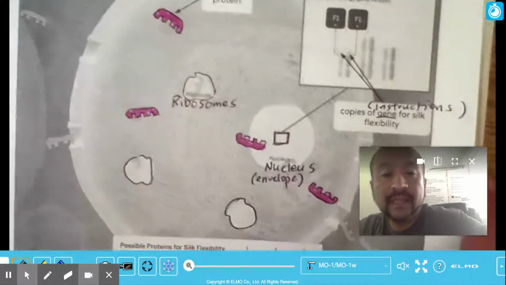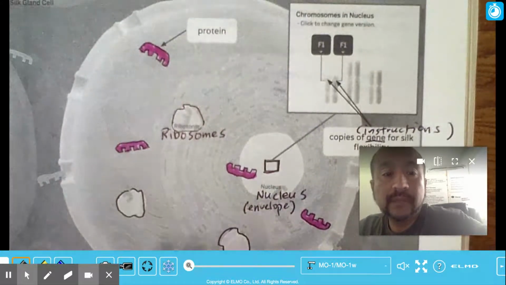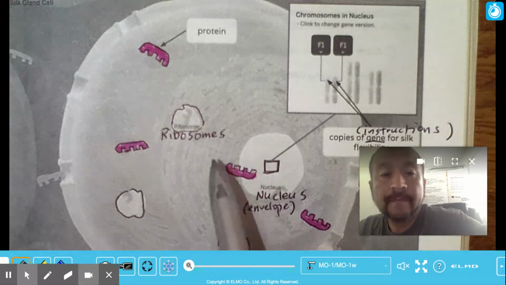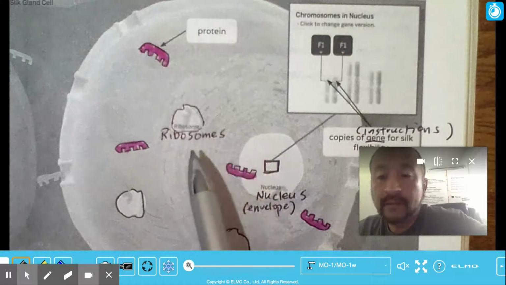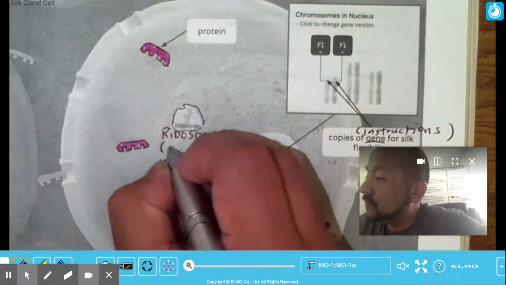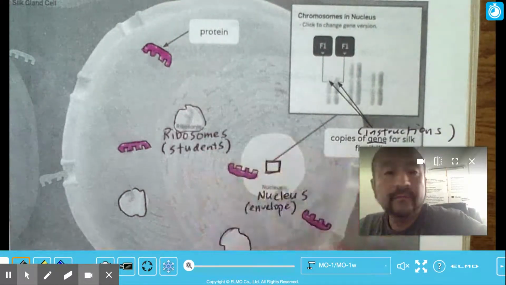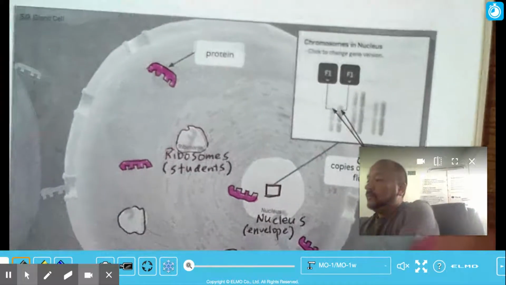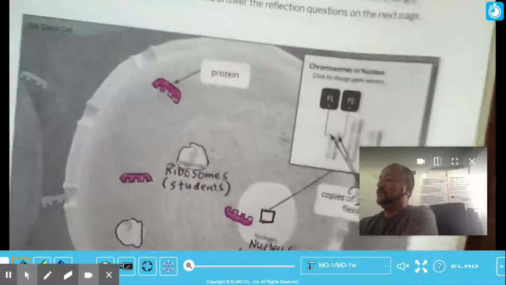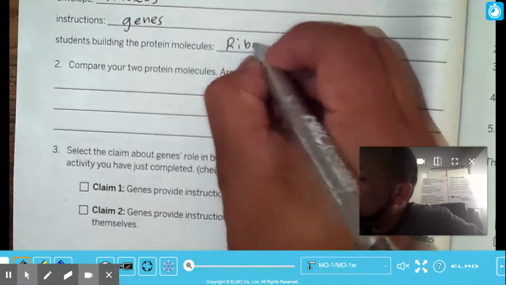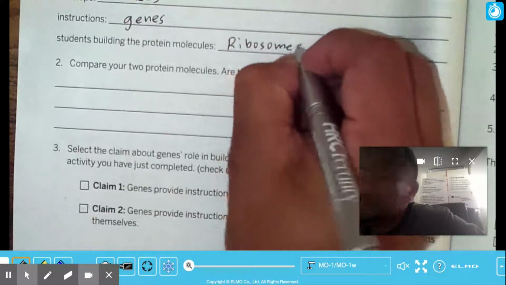What part of the cell builds these protein molecules, these pink protein molecules? That's right, the ribosomes. So we're going to write students. And we're going to flip back again. And students building the protein molecules: ribosomes.